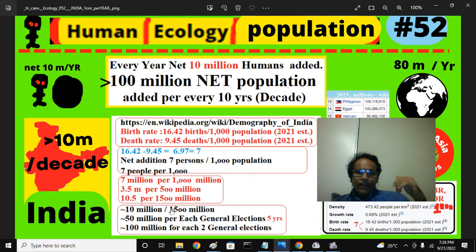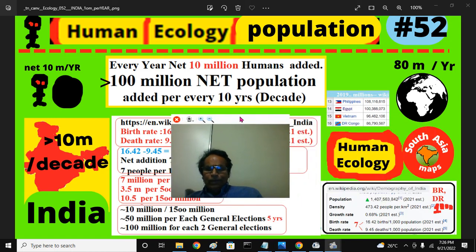That means if there are 2 general elections to Lok Sabha in India, that means 10 years, you will get 100 million people. Let's say India has 1,500 million people. That is the most populous country on the planet Earth. In that, think about a virtual small India, for every 10 years that adds 100 million people, or 120 or 110 million people. That is a humongous amount of population.